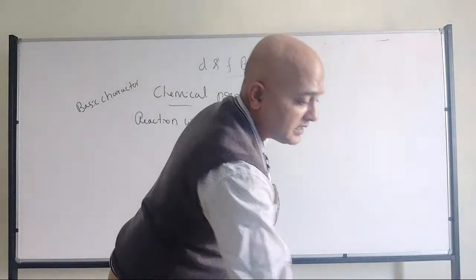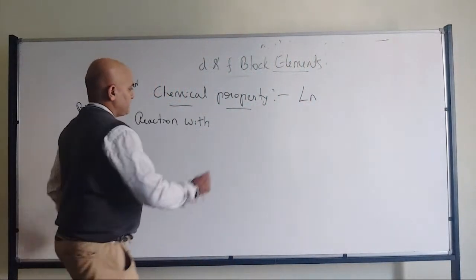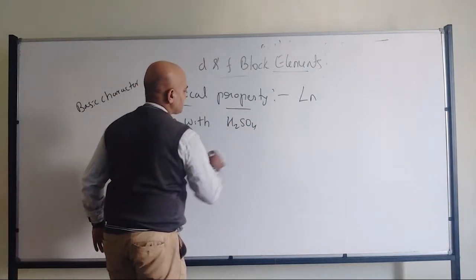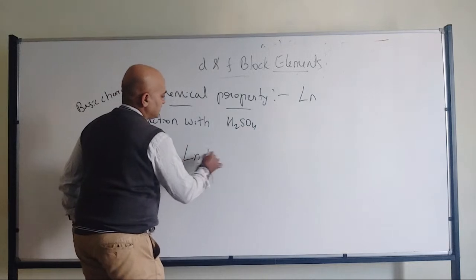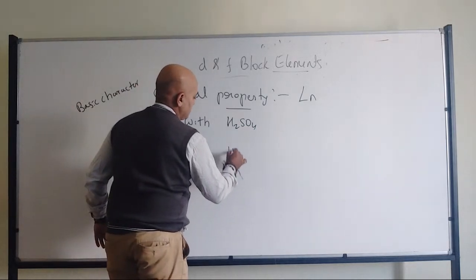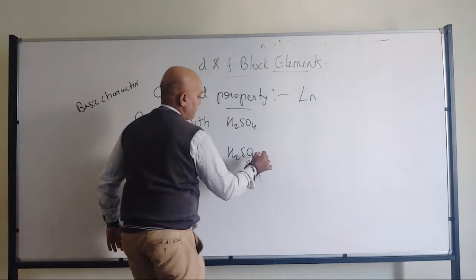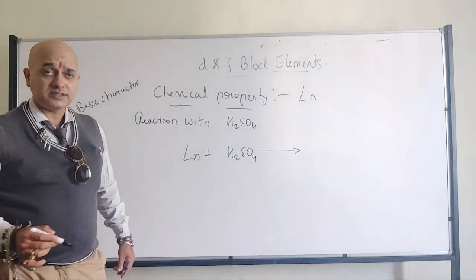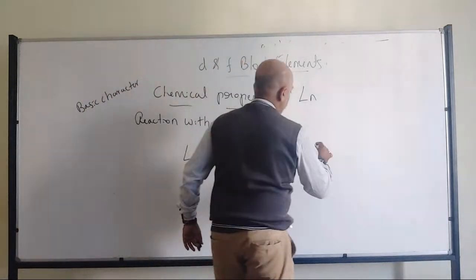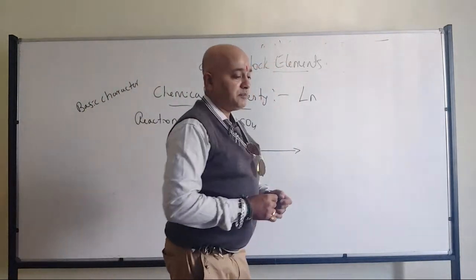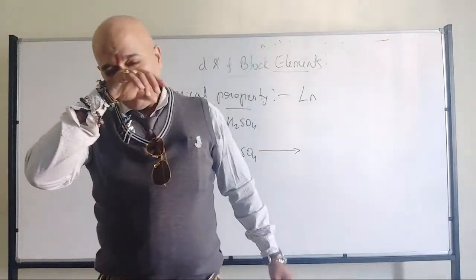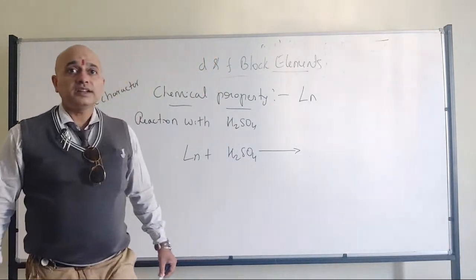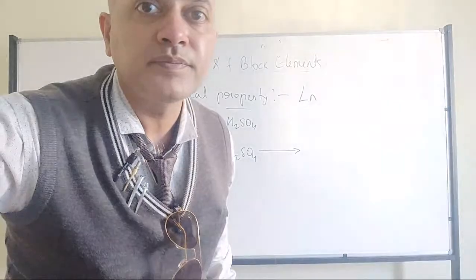That is H2SO4. Reaction with sulfuric acid. So lanthanides with H2SO4. Not lanthanum, lanthanides. Now, what can be the product? It will be a metal. It's going to react with the sulfuric acid. Hydrogen gas and sulfur.